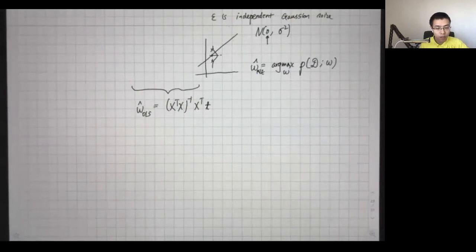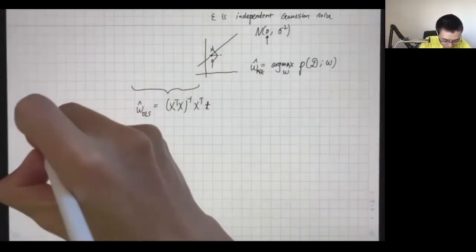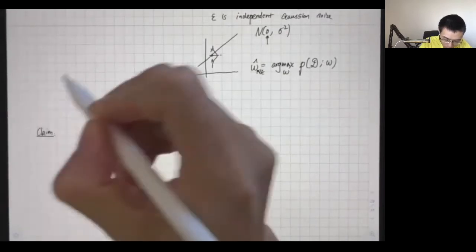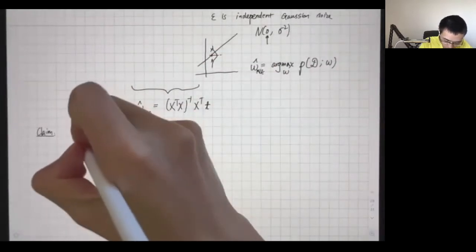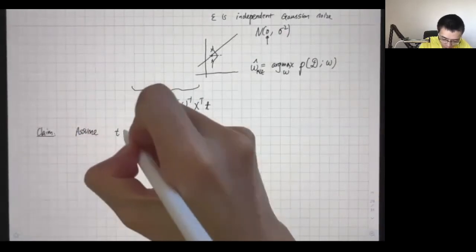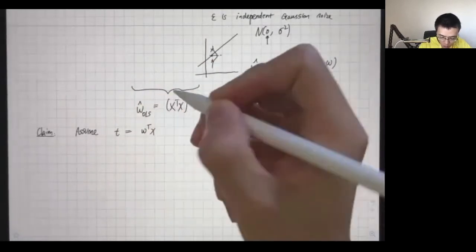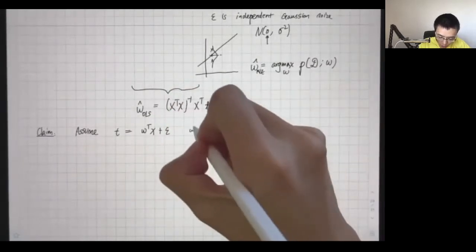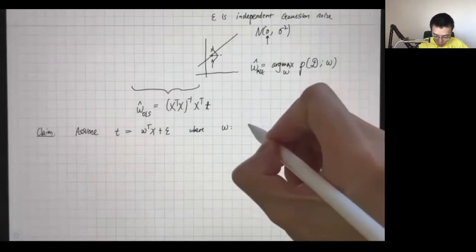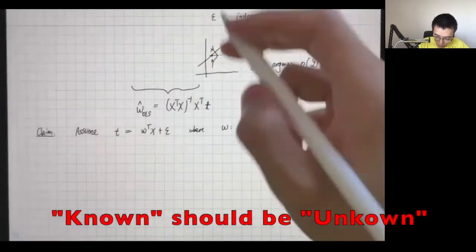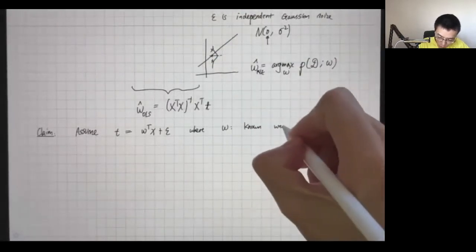In traditional statistics, we typically analyze the bias or the variance of some estimate. We're going to show that such an estimate is unbiased. So we can call it a theorem or a claim. Assume T is indeed generated by some transformation, omega transpose X plus epsilon, where omega is again the true but unknown weights that you're going to estimate.